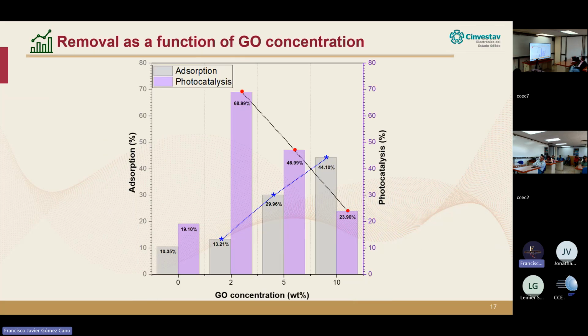Now we can connect these different results and observe how, in general, with low concentration of graphene oxide, we see less absorption. However, when we increase the concentration of graphene oxide, we see more efficiency in absorption, but at the same time the photocatalytic activity decreases as a function of the concentration.